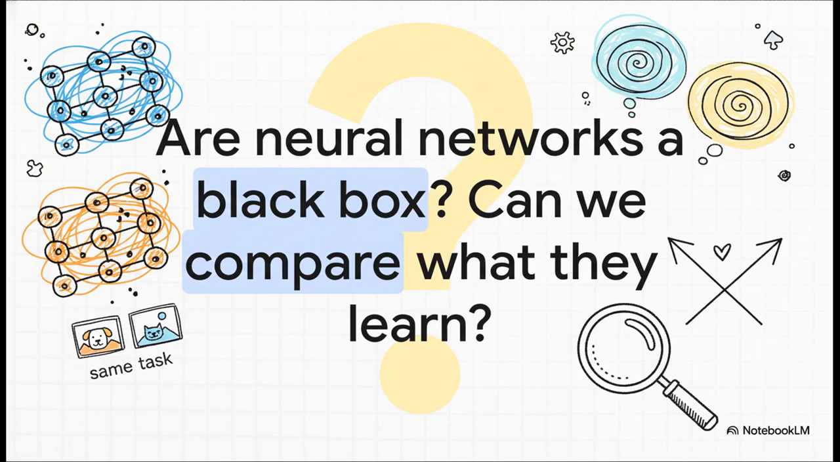So let's say you train two different AI models to do the exact same thing. They both work great, but did they learn the same stuff? Are their internal thoughts, their representations, anything alike? That's the huge question we are tackling today.